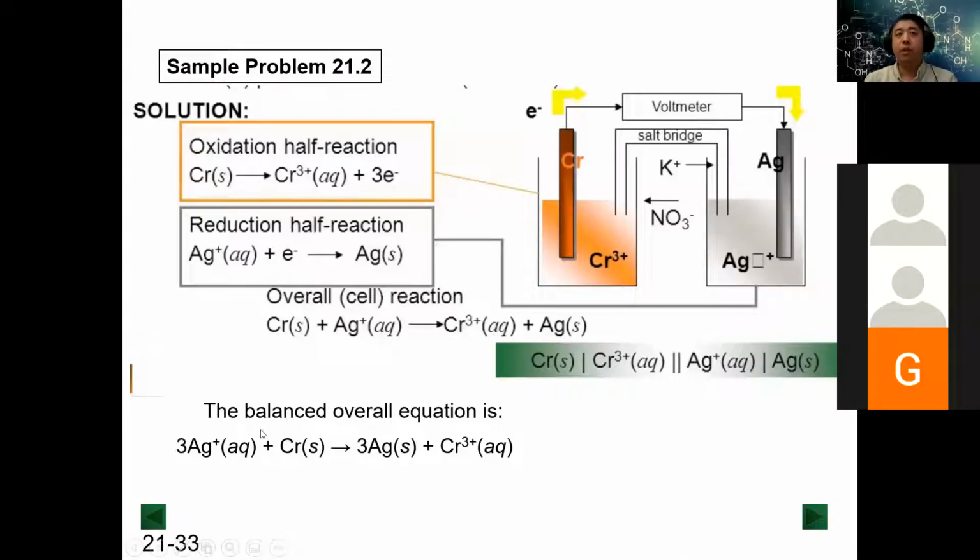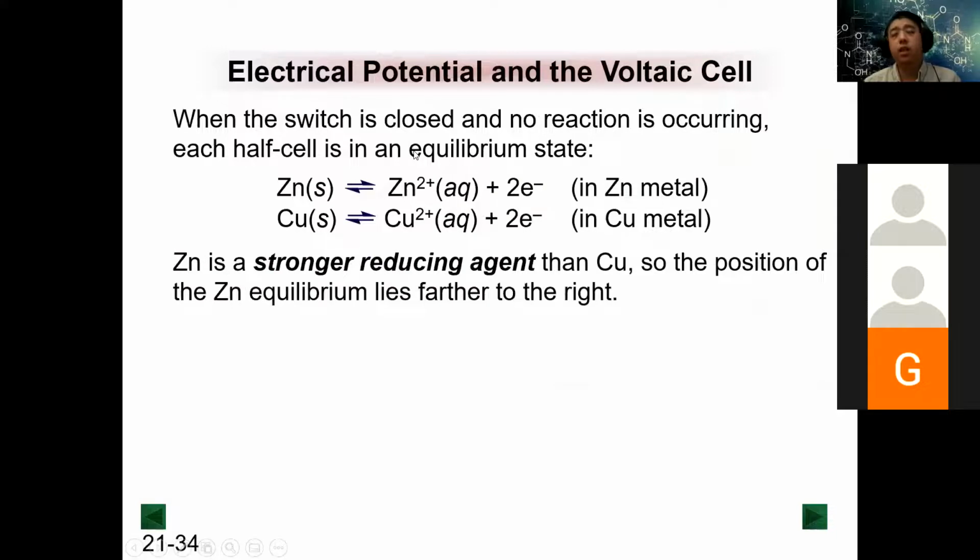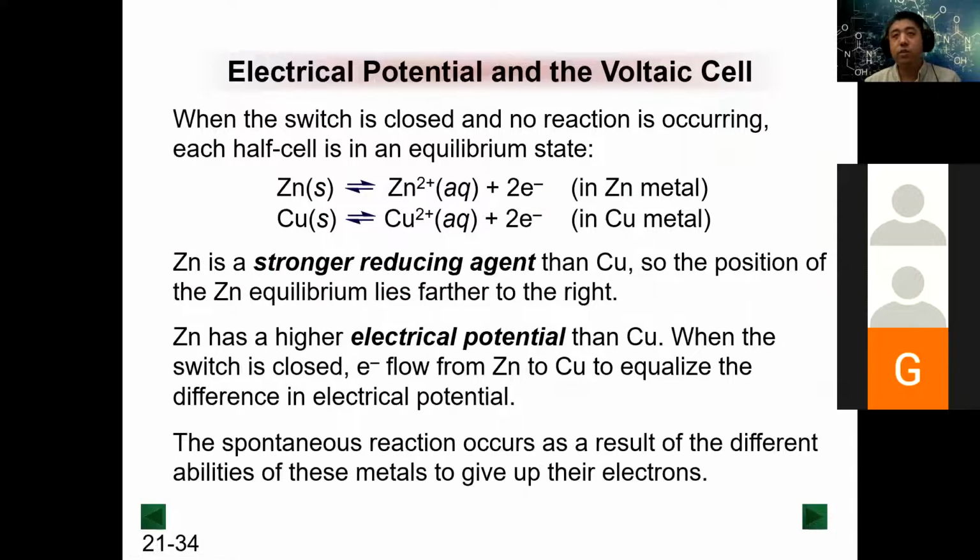Once again, I drew the balanced equation at the bottom. You want to make sure that it says 3 in the front of these because you want to make sure the same number of electrons are being transferred on both sides. Okay. So let's talk a little bit about the electrical potential. Okay, so it's also known as E cell, and then we have the standard reduction potential as well. So between zinc and copper, zinc is a stronger reducing agent.